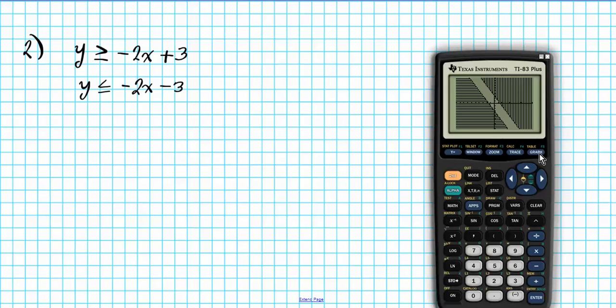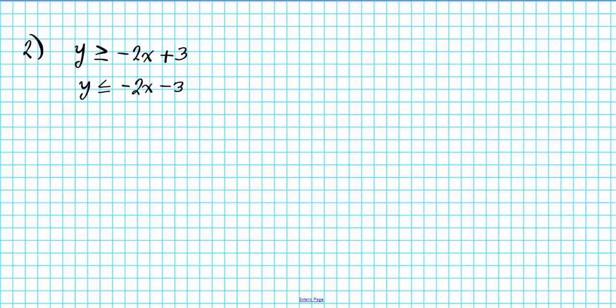We have two parallel lines that are distinct, and there is no intersection of the shaded regions. So is there a point that satisfies both inequalities? The answer is no. So in a situation like this, guess what? You have no solutions. No solutions. Okay, since you have no intersection.